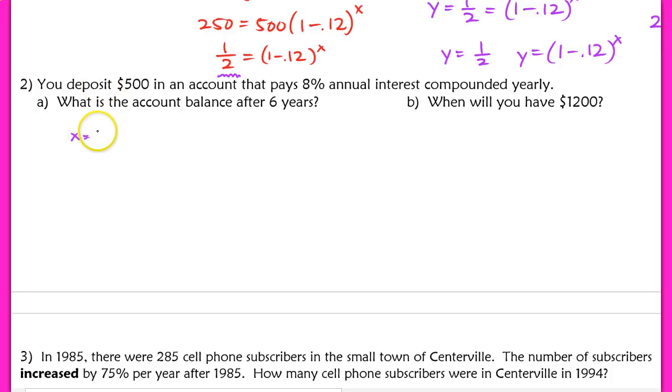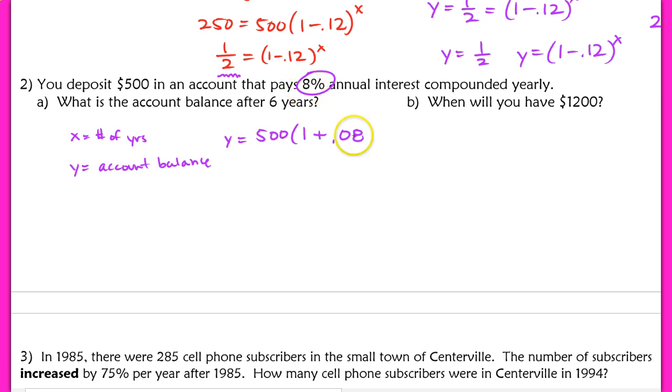X is going to be the number of years in the account, so the amount of time that you have it placed into the account, while y is going to equal your account balance. Okay, and this function, since it's a growth, should be my initial amount, $500, multiplied by 1 plus our rate. Now for 8%, make sure you're moving that decimal 2 spots. I often see students just write an 8 in there, or write it as 0.8.